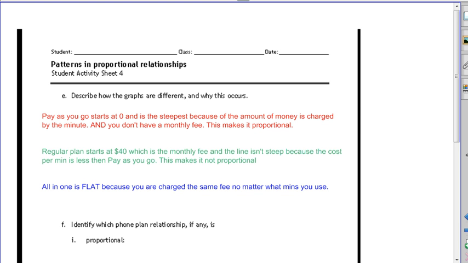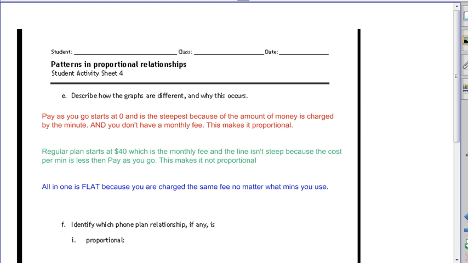In green, that says regular plan. It starts at $40, and that's called a monthly fee. And you pay that monthly fee constantly every month, each year. And it's not steep because you pay 20 cents a minute. And 20 cents is cheaper than 60 cents. But it's not proportional because of that $40. It starts at 0, 40. And then the blue one, all-in-one, it's completely flat. And you are charged the same fee no matter what minutes you use. In real life, they call that a flat fee. And you have to watch out in real life because sometimes they'll scam you and say, oh, pay a flat fee regardless.